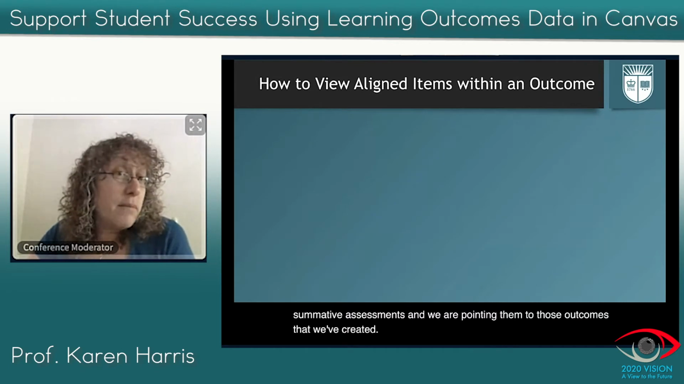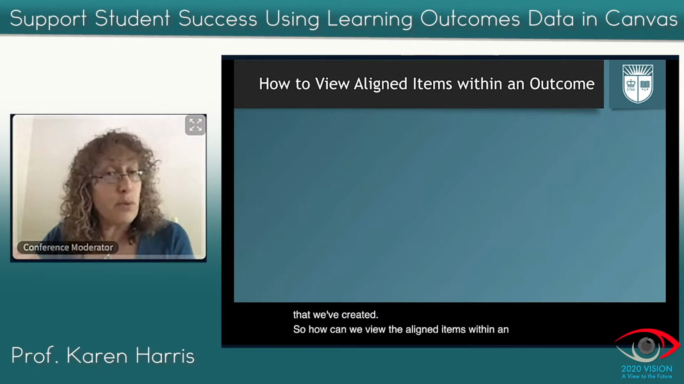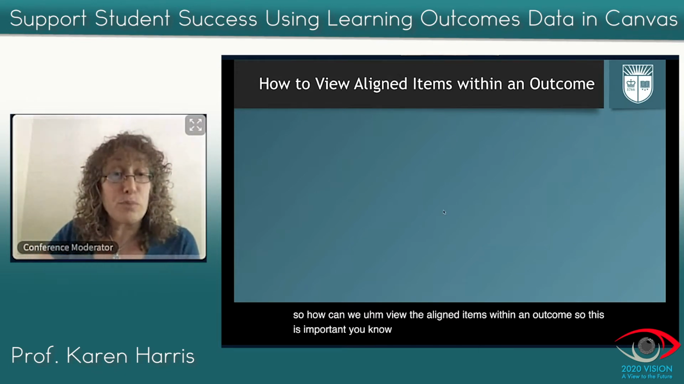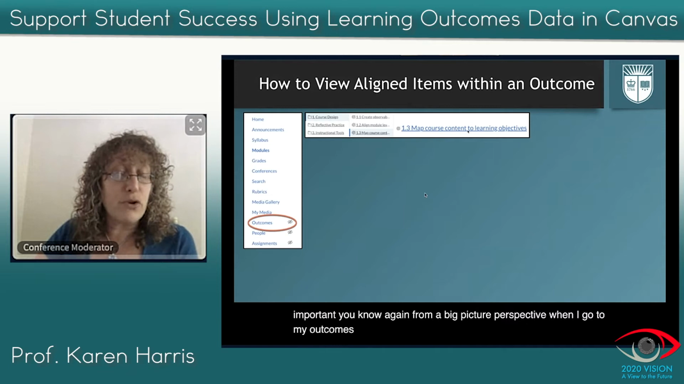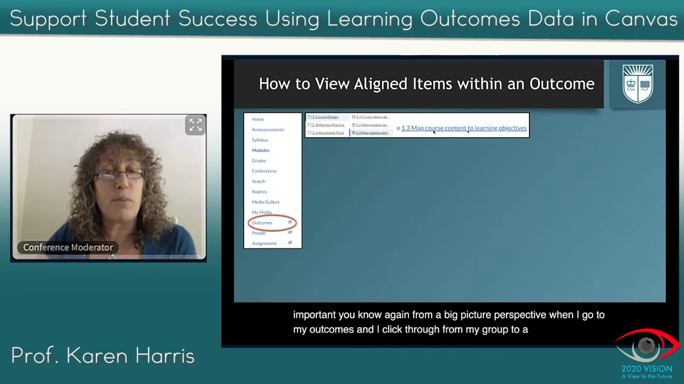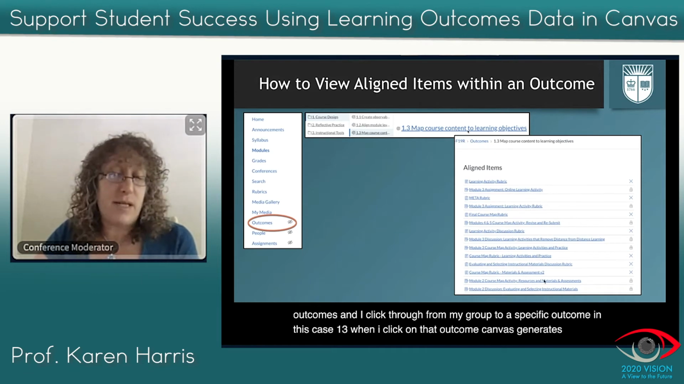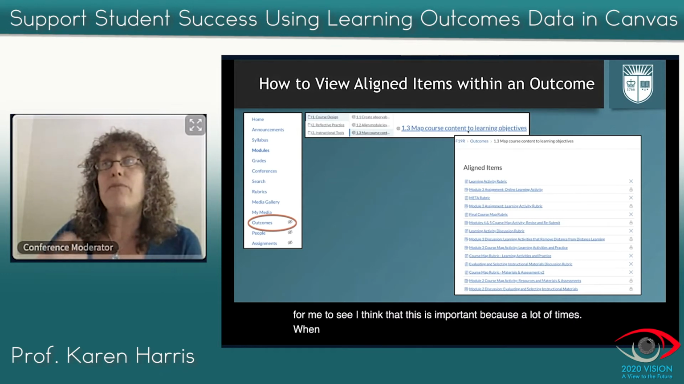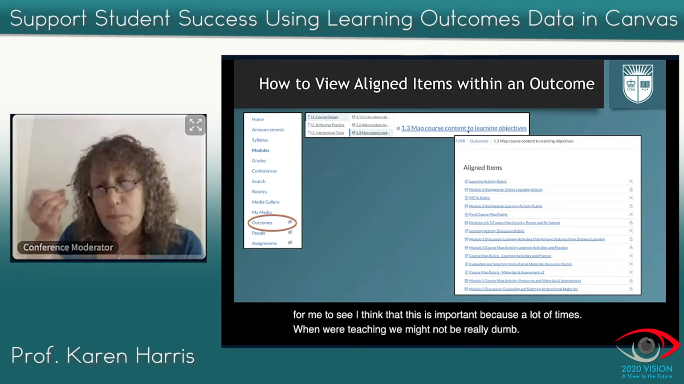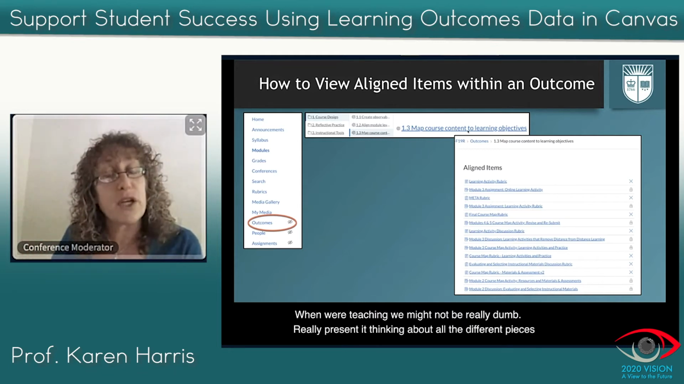So how can we view the aligned items within an outcome? This is important, again, from a big picture perspective. When I go to my outcomes and I click through from my group to a specific outcome, in this case 1.3, Canvas generates a full list for me to see. And I think that this is important because a lot of times when we're teaching, we might not be really present, thinking about all the different pieces that align with a particular outcome.